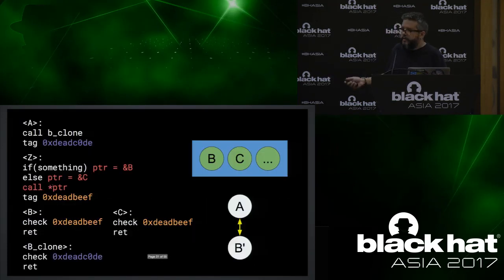So this will result in something which is more or less like this. We have a function A, which now calls B clone. And we have this dead code here. We have this Z function that can call both B and C through the pointer. Thus, they will put the tag for the prototype here. And both B and C still check for the same tag before returning. But now we have a B clone here that checks for a different tag. And the B clone is actually what is being called in A. So actually, C is no longer allowed to return here. So that's more or less how we solve this transitive clustering relaxation problem.